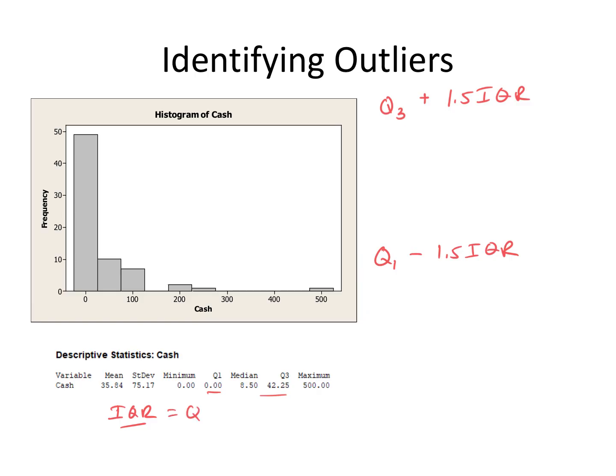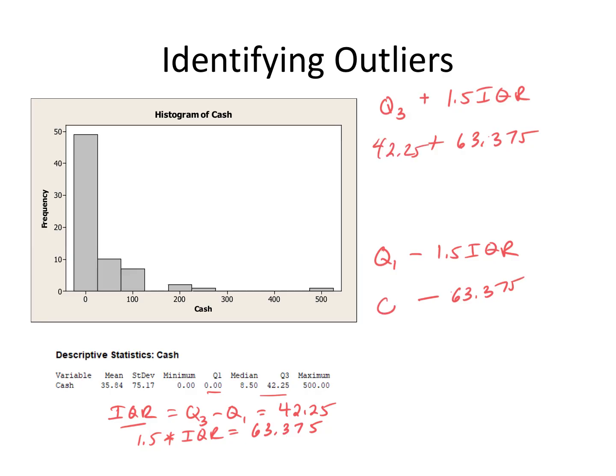It's just Q3 minus Q1, which is 42.25. And 1.5 times that number, if you multiply it out, you get 63.375. So you want to add that to Q3, and then you want to subtract that from Q1. In the first case, if you add those two numbers together, you get 105.625. So any data point above that value will be an outlier, and I can clearly see I'm going to have some high outliers. 105 is roughly here.